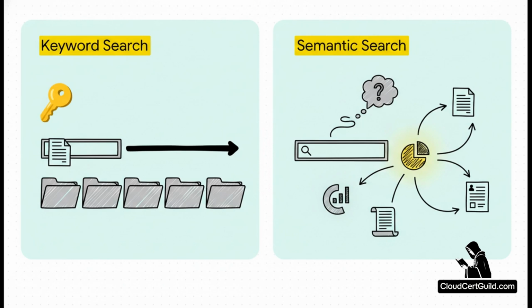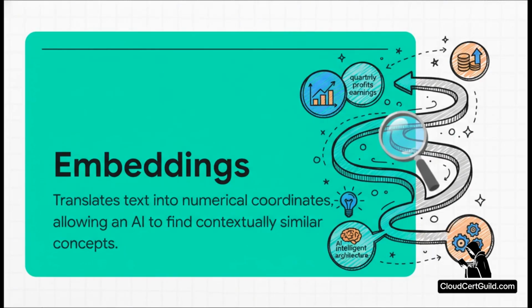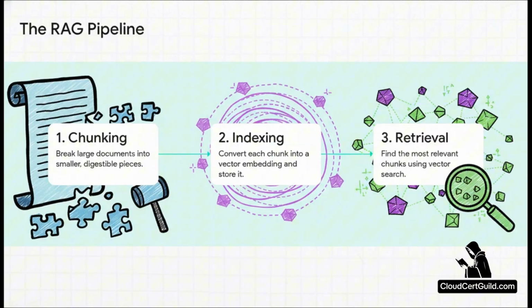It knows that when someone asks, how did we do financially last year, what they're really looking for is the Annual Revenue Report 2024. So what's the magic that powers this? It's a technology called embeddings. The absolute best way to think about this is like we're creating a giant, high-dimensional map of ideas. We translate every piece of text, every concept, into a set of coordinates. And on this map, ideas that are contextually similar, like say, quarterly profits and company earnings, are located right next to each other.